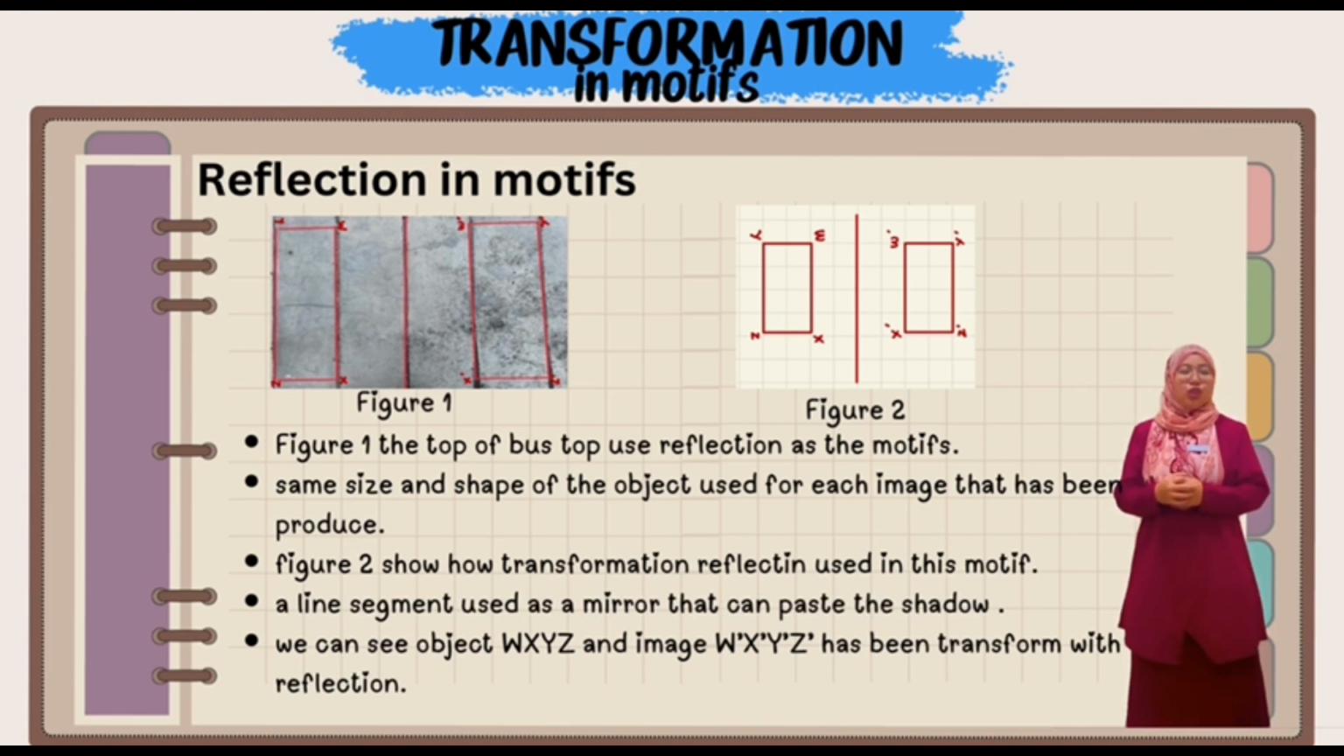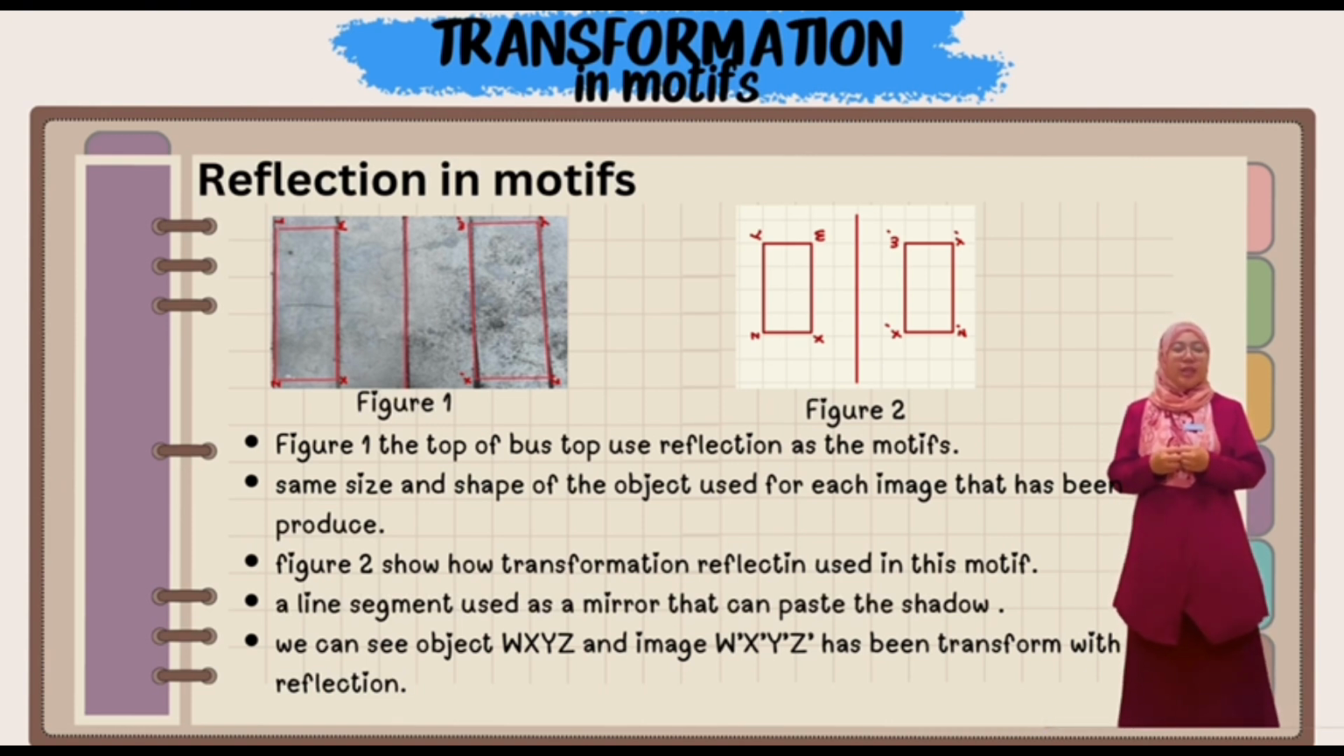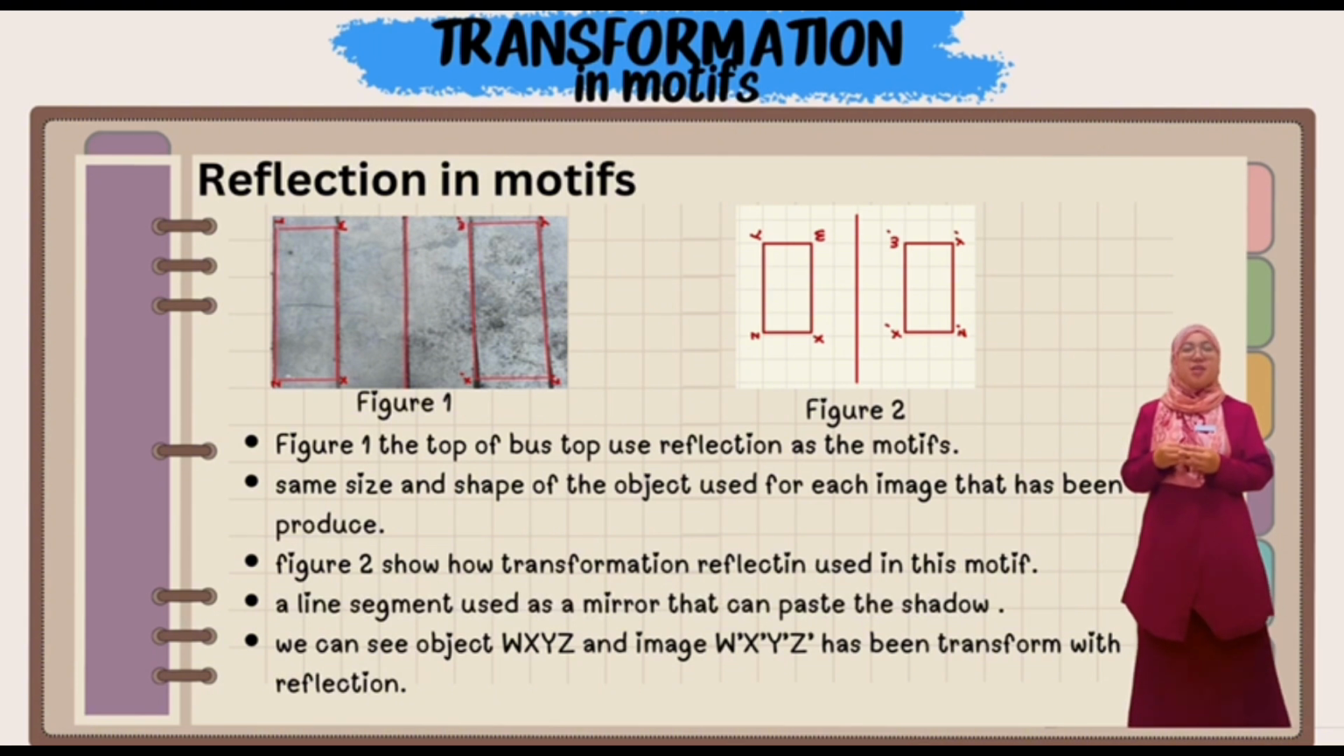Figure 2 shows how the reflection transformation is used in this motif. A line segment is used as a mirror that the shadow can pass through. We can see object W, X, Y, Z, and image W prime, X prime, Y prime, Z prime has been transformed with reflection.